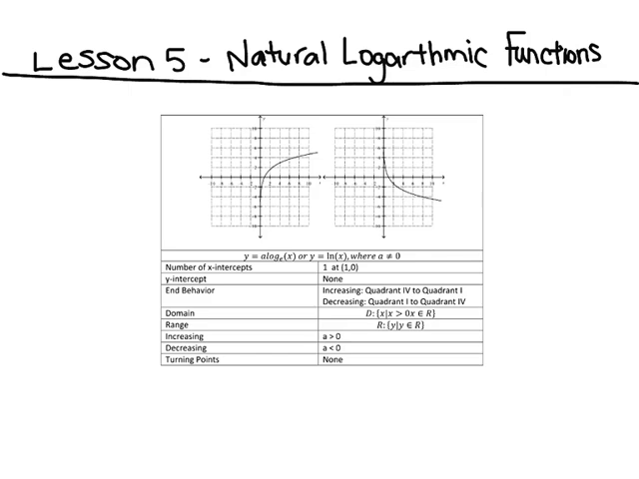Lesson 5, natural logarithmic functions. So the natural logarithm is when you have a base of e instead of a base of 10. And we use ln to show that it's a natural logarithm. So very similar, this is an increasing, this is a decreasing. They have all the same characteristics.